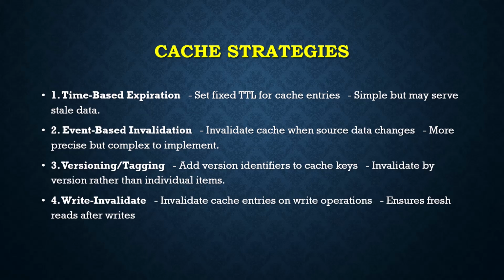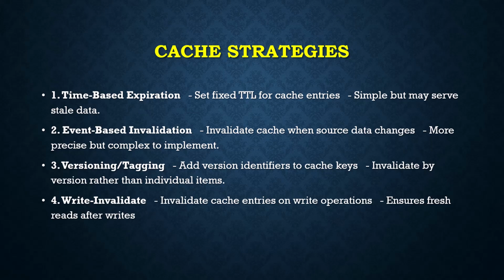So let's take a look at the second one. You have event based invalidation. Invalidate cache when source data changes. We are saying more precise but complex to implement. It means that it can be recalculated and recopied. That's what I'm trying to say.